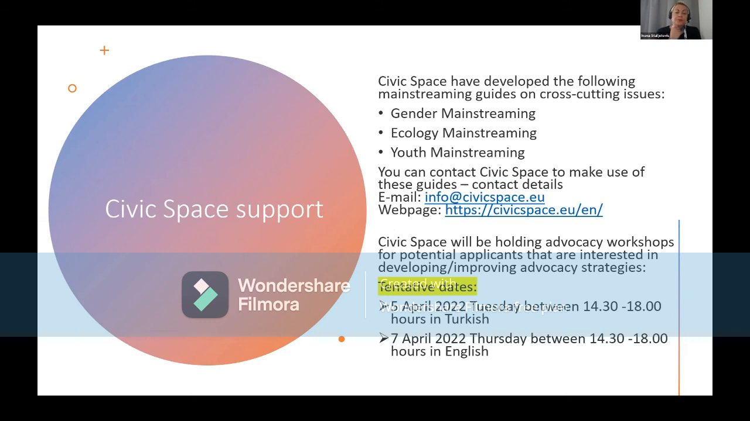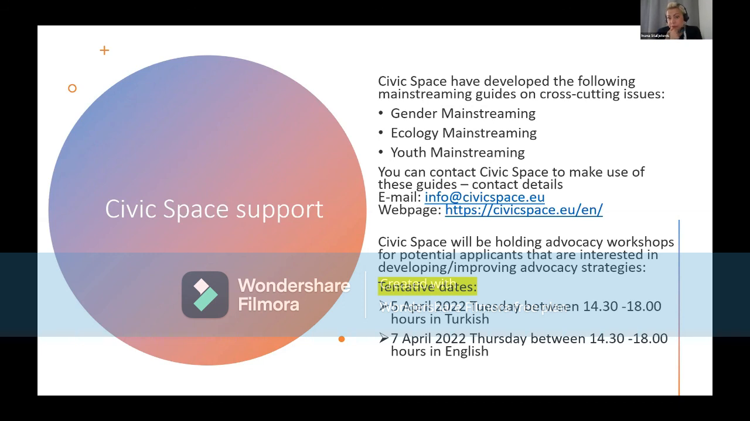Also, I want to inform you about the possible civic space support. Maybe some of you are already aware of this project. They have developed some mainstreaming guidelines on cross-cutting issues that could be relevant for you. You can take a look at their webpage, which is available here on this slide, and you can also contact them through email for any possible support that you can ask from their side.